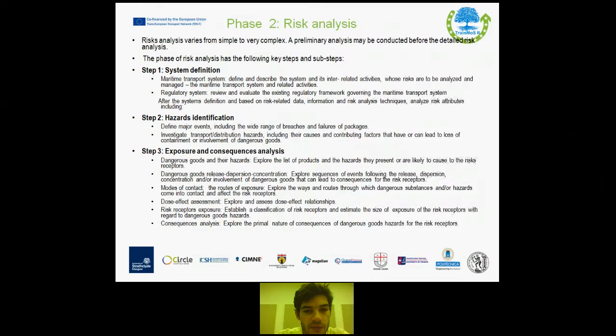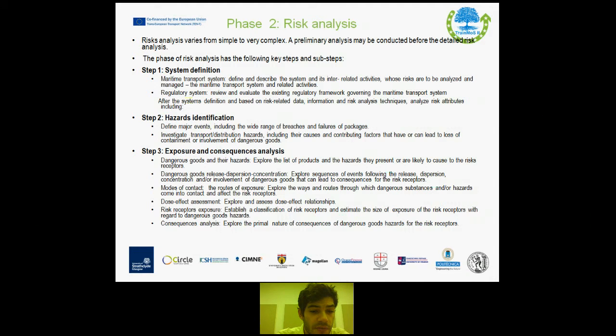Now, moving to the second phase of risk analysis. Risk analysis varies from simple to very complex. A preliminary analysis may be conducted before a detailed risk analysis. The phase of risk analysis has the following key steps and sub-steps. The first step is the system's definition.